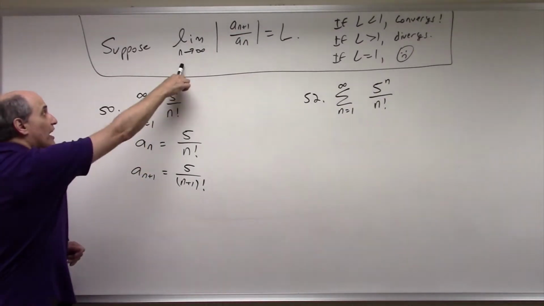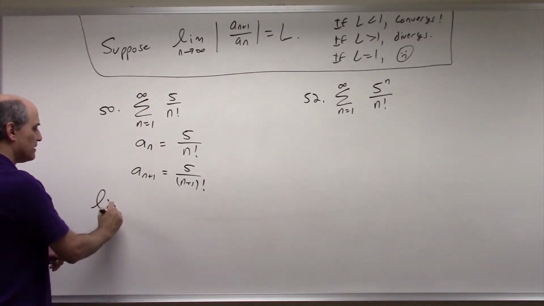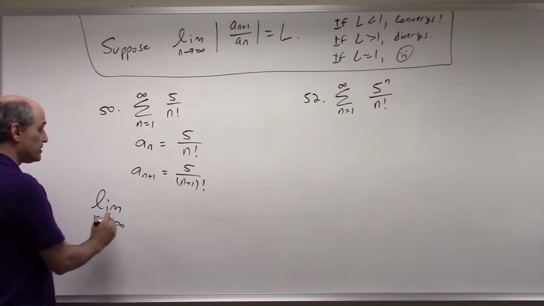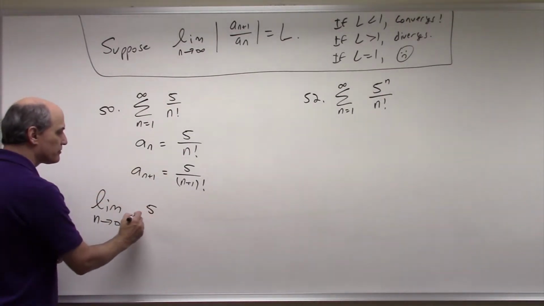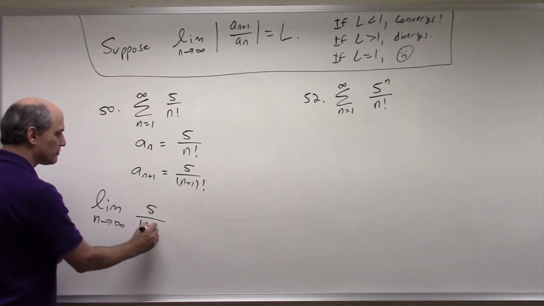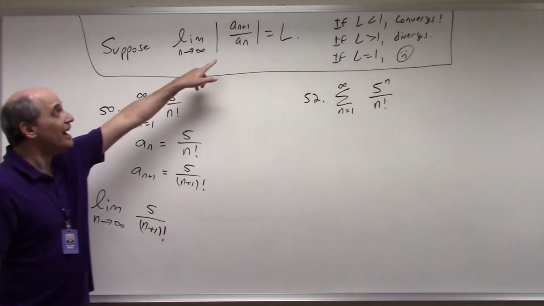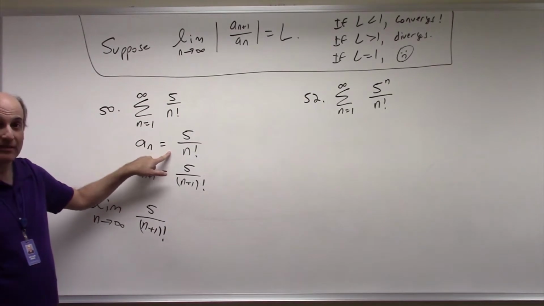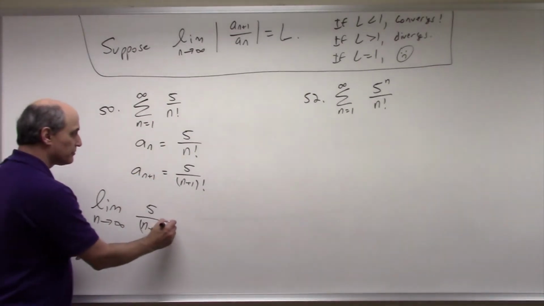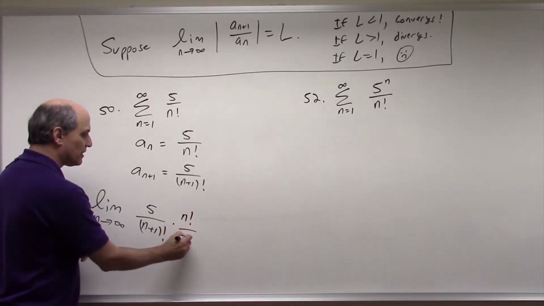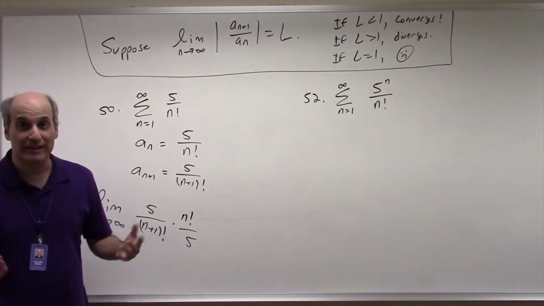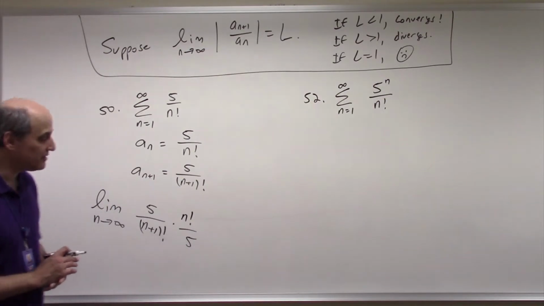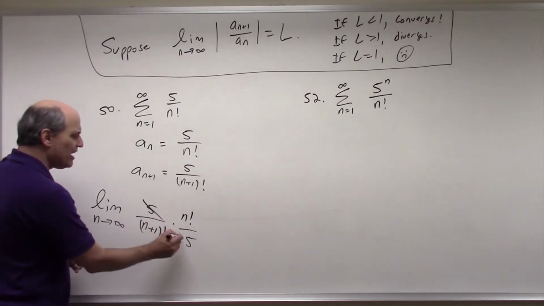So I am finding the limit as n approaches infinity of a sub n plus 1 divided by a sub n. I'll flip and multiply. And again, I'll mention these terms are positive, so I don't need to worry about the absolute value signs. It's already positive. And the 5's cancel.